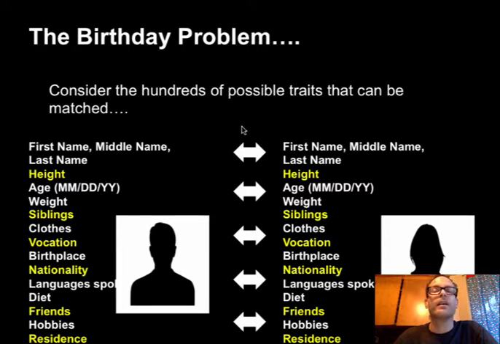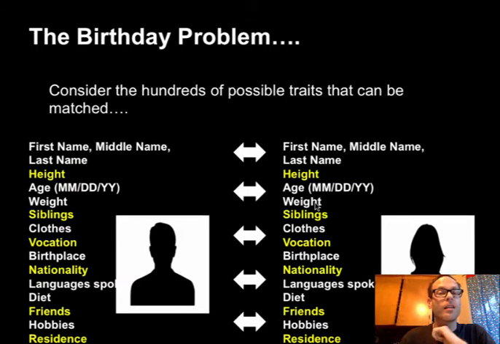Let's think about this a different way. You might meet somebody and gosh, you've got the same middle name, or you're the same height or the same weight, and this seems to be miraculous that there's this interesting combination. But when you think about the number of traits that you have, and you spread those out long enough, your first name, your last name, your middle name, the height, the weight, the age, whether or not you have siblings, the clothing you like to wear, what you do, where you were born, what your nationality is, the languages that you speak, the things that you eat, the friends you have, the hobbies you have, where you live, and so forth, you've got a lot of things that you can share in common with somebody.